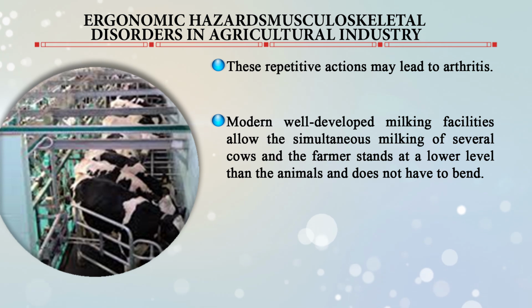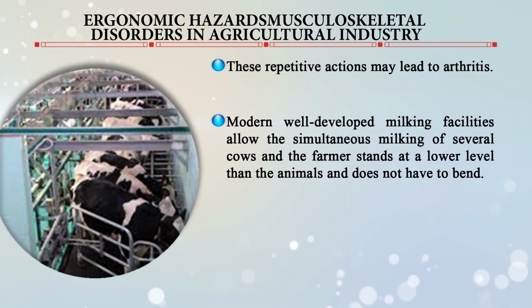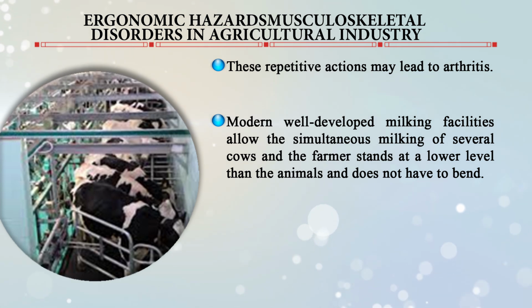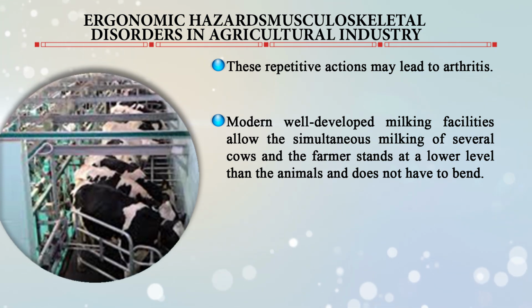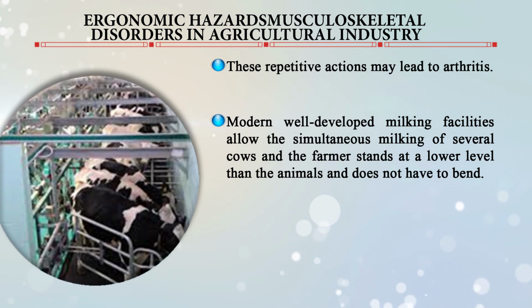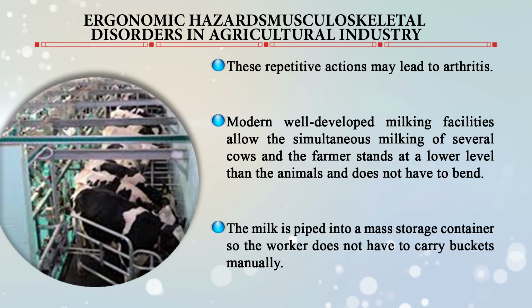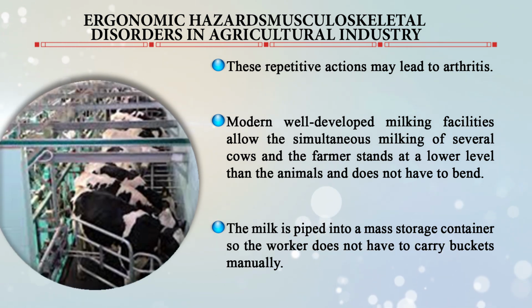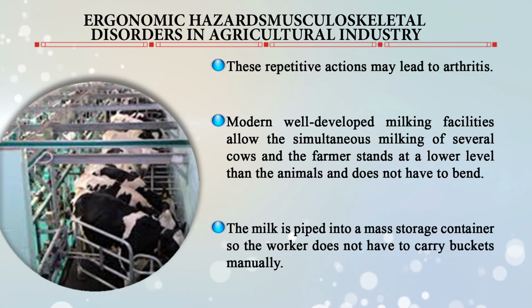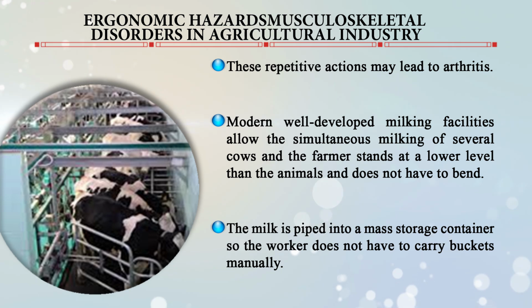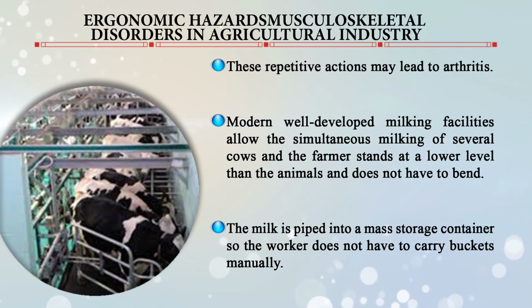So most of the well developed milking facilities will allow simultaneous milking of several cows. At one time you can milk several cows, and the farmer will normally stand at a lower level than the animal and doesn't have to bend. Then the milk is piped into a mass storage container so that the worker doesn't have to carry the buckets manually, because in the manual sector they will have to transport those buckets or milk containers to other places. So there again they are exposed to certain ergonomic hazards.